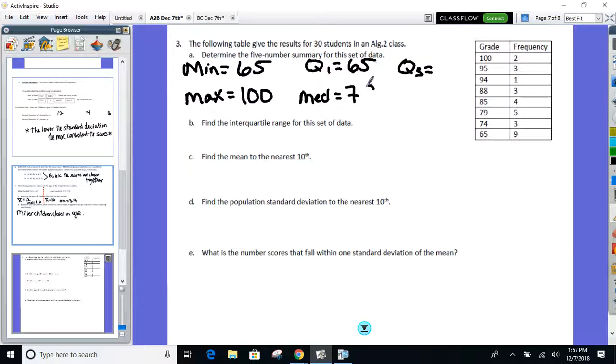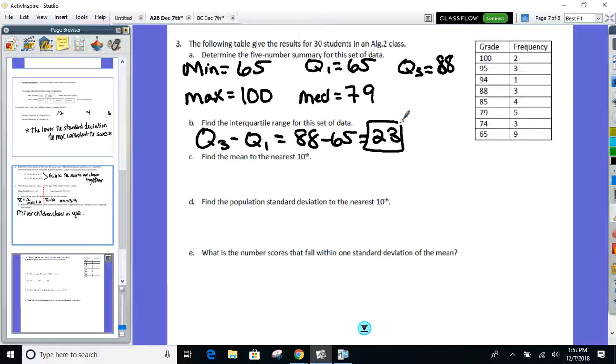79, and how about quartile 3? 88. Everyone good with the 5-number summary from your calculator? Okay, interquartile range. That your calculator will not give you. You just got to know the formula though, which is Q3 minus Q1. So for us, it'll be 88 minus 65 or 23.